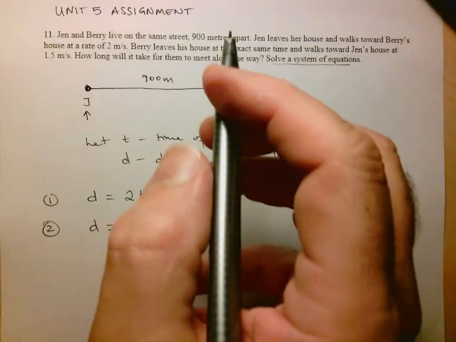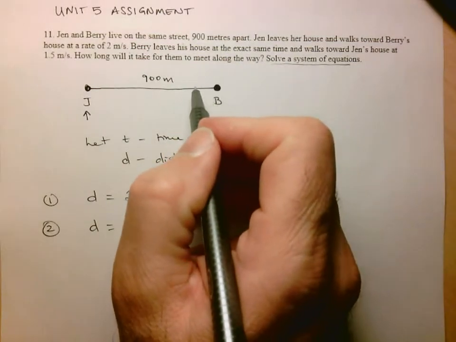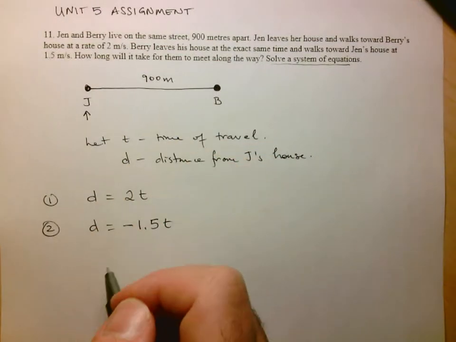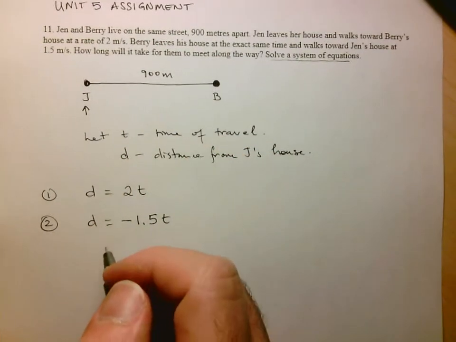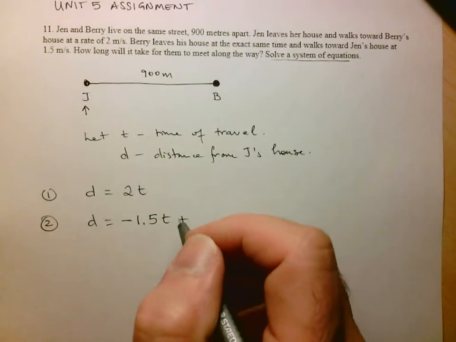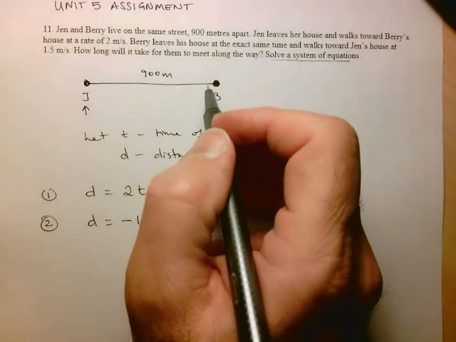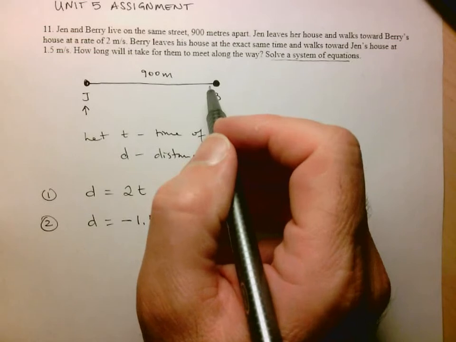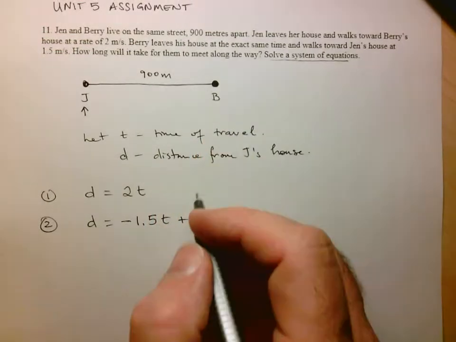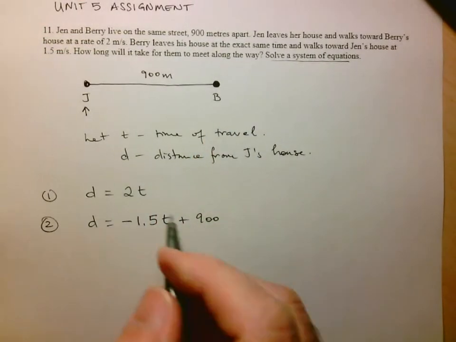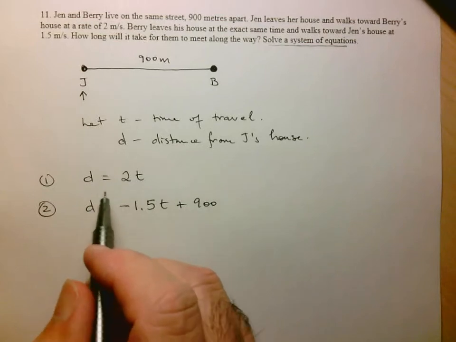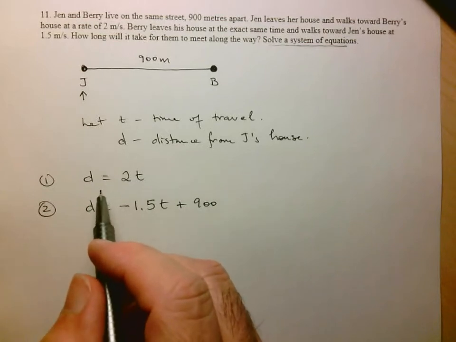Just to recap, his distance from her house is getting smaller, so anything that's decreasing needs a negative slope. Plus, his initial distance is 900 meters from her house. So plus 900. And here we have our system of equations. It's a really nice one because the variables are already isolated.